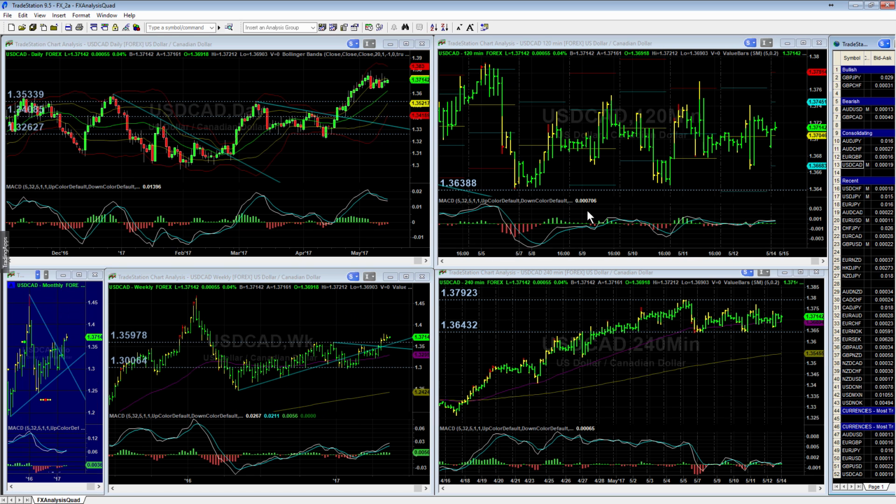And with the dollar loonie, finally, we've still broken out above the 1.35978, which looks bullish, but we're in this consolidation channel that you can see outlined here on the 240. So we're watching for a breakout there.